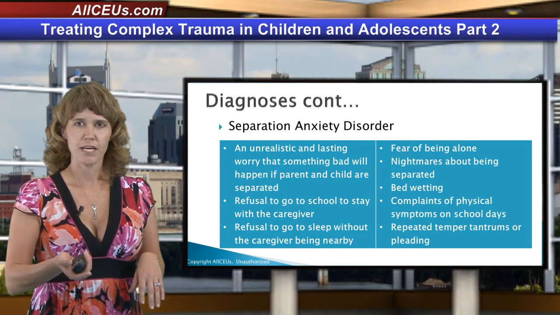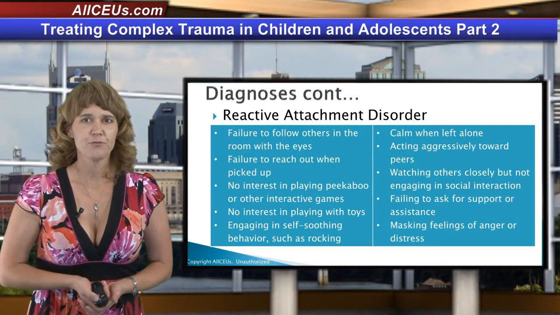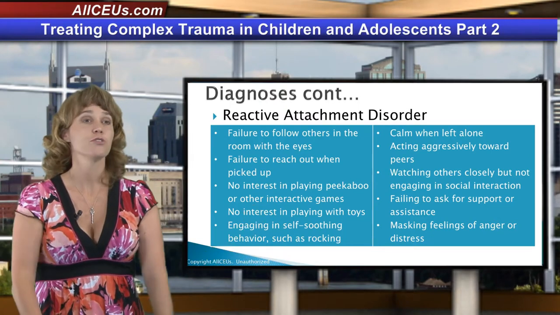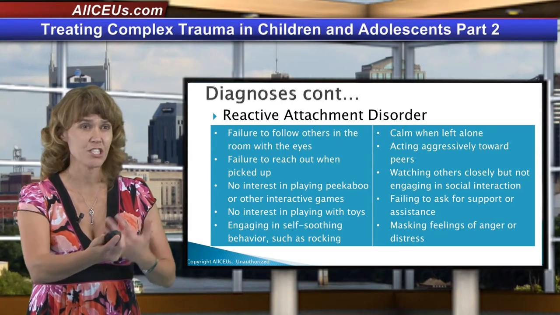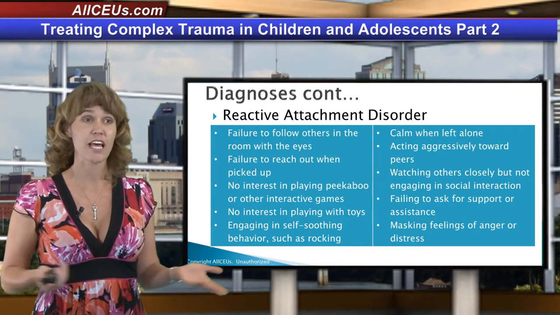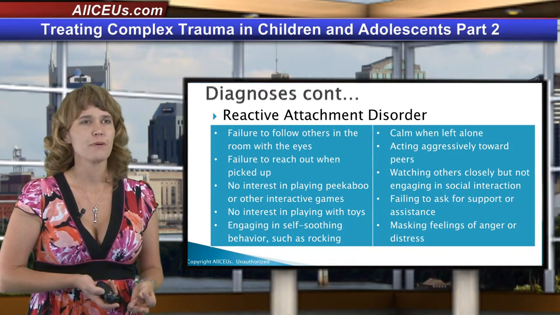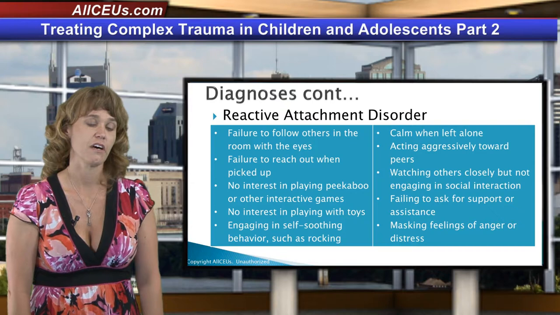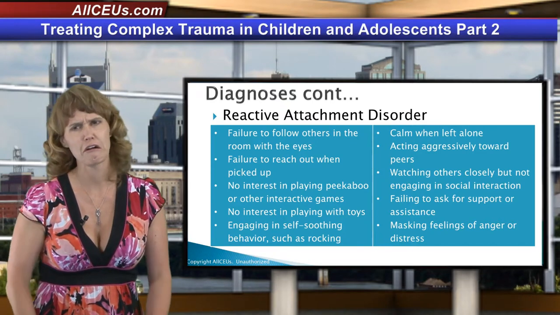All right, so we're going to pick up the pace a little bit. Reactive attachment disorder: failure to follow others in the room with their eyes. These are children who have difficulty engaging with other people. They don't even know how to connect because they were never connected with. Failure to reach out when picked up. The little child that just sits there and looks at you like, yeah, whatever, pick me up, leave me here, I don't care. Breaks your heart.